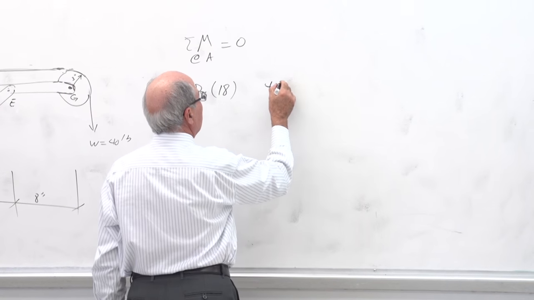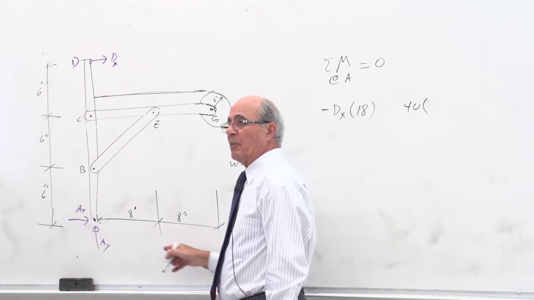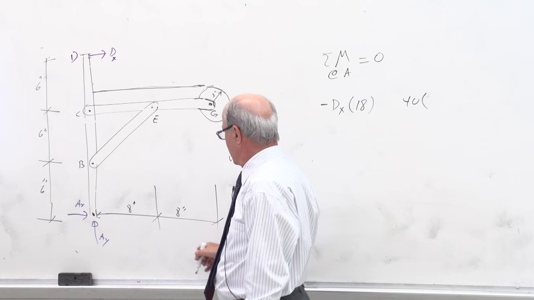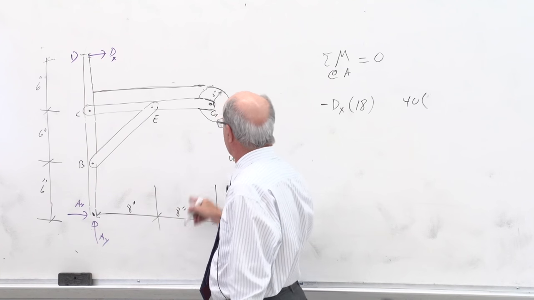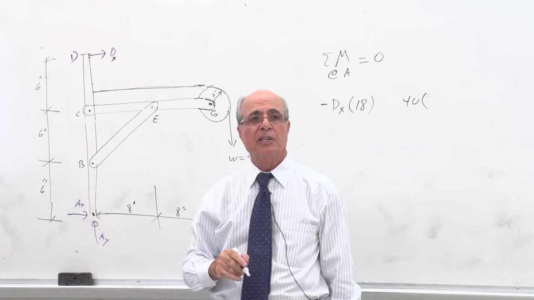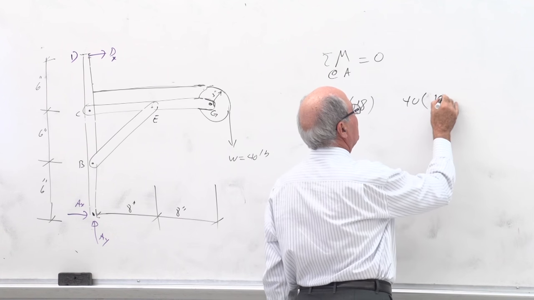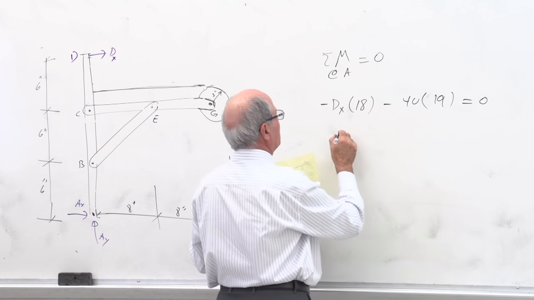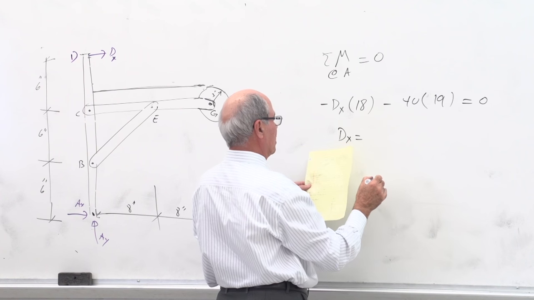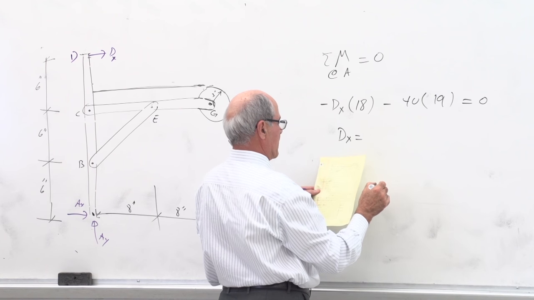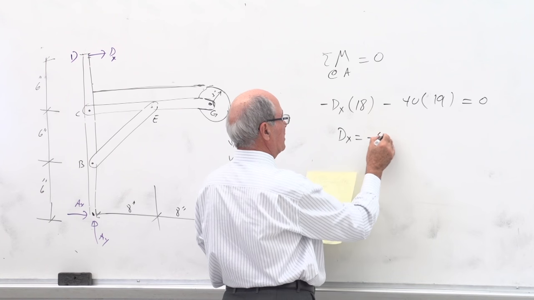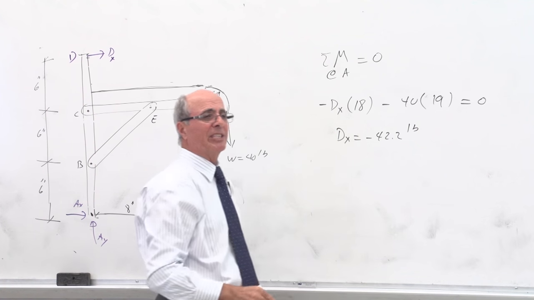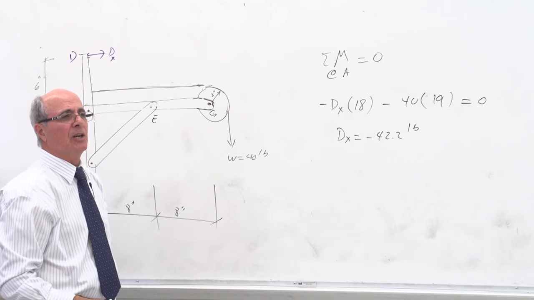40 times? Be careful. When this was a quiz, some people made a mistake. It's not 18, it is? It's not 16. It is 16 plus 3. It is 19. So that's right, 19. And it is negative as well, equal to 0. So DX, or D, ends up to be equal to minus 42.2 pound. So it means the direction that I have chosen is incorrect.